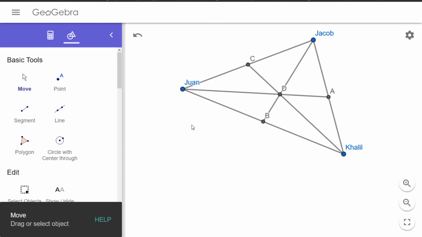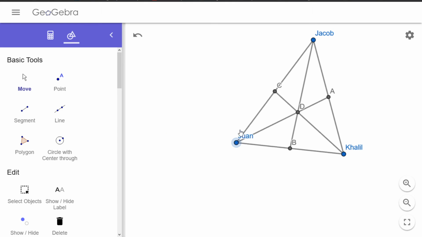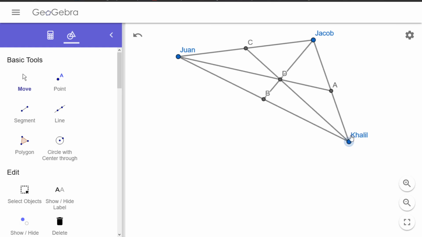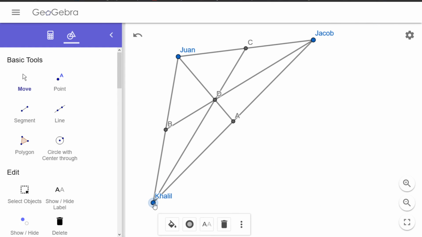So, that's the triangle we had, right? What if I change the triangle? Will they still be concurrent? Yes. No matter what triangle I make, they're always concurrent. Not only are they concurrent, but D, the center that we made, it's always inside the triangle, right? That's interesting.